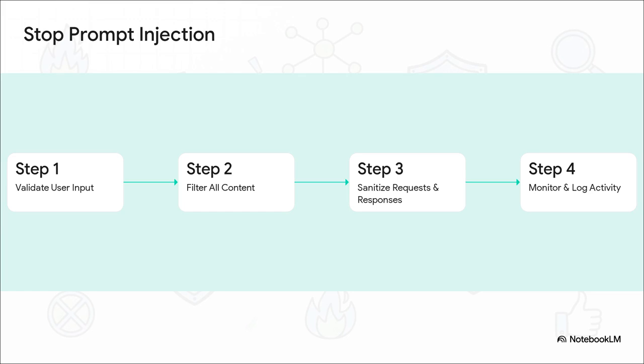So this defense really plays out in 4 key stages. First, you have to validate all user input, no exceptions. Second, you filter that content for anything that looks even remotely malicious. Third, you sanitize both the requests going to the model and the responses coming back. And finally, you have to constantly monitor and log everything. This is how you spot attacks in real time and block the bad guys.